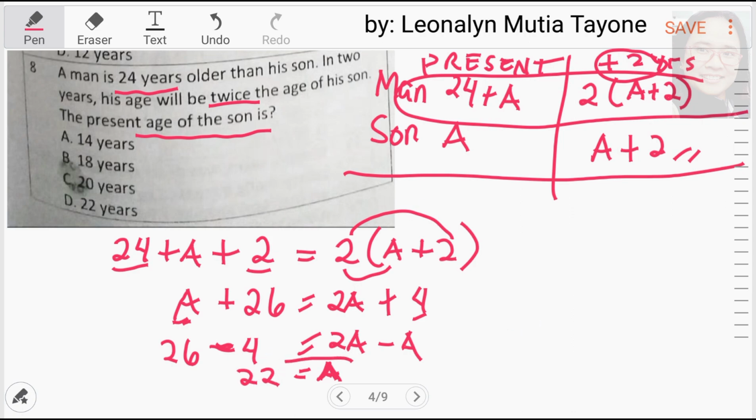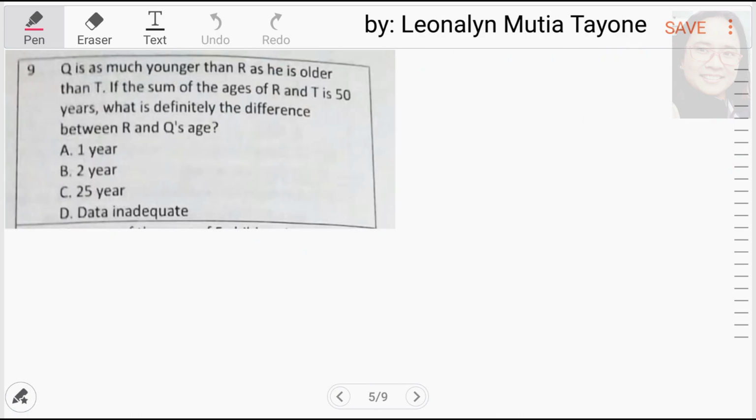So, ang edad ni son at present ay 22. Balikan natin ang tanong, the present age of his son. So, ito na yung sagot, 22 years.